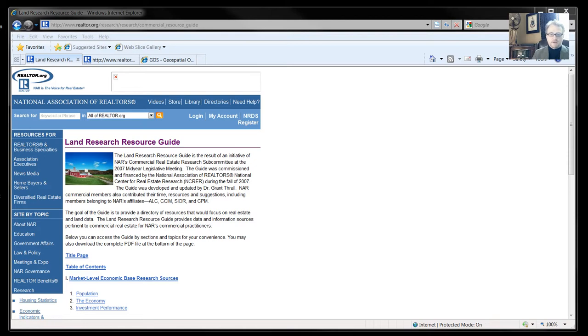We can't do much without data. 85% of what we do is data, and we need that data to be geospatial. So where do we find that data? Well, one good source is the National Association of Realtors.